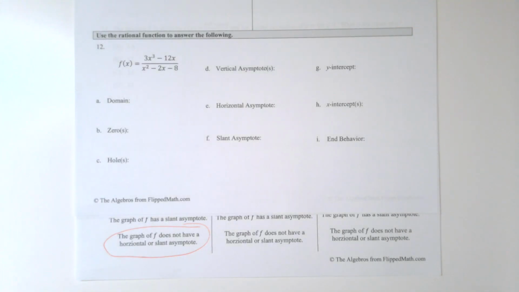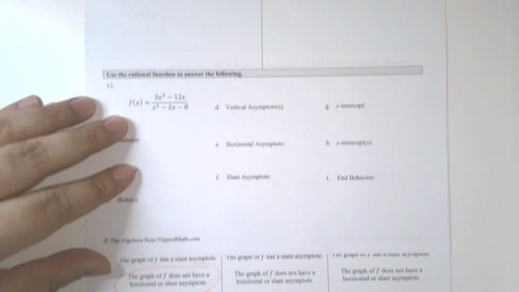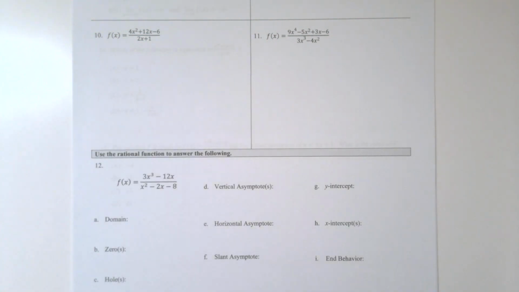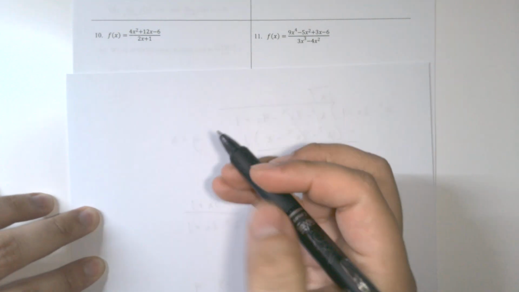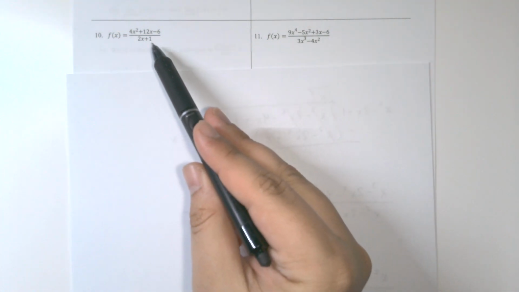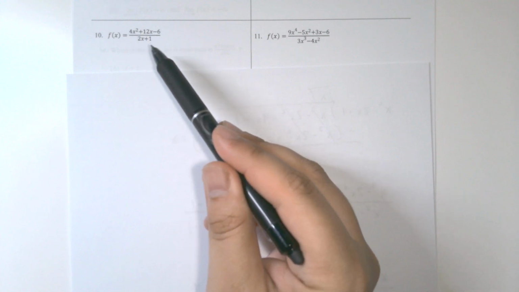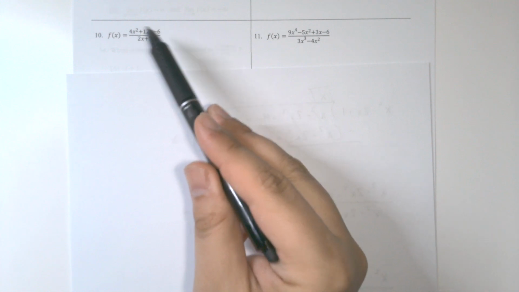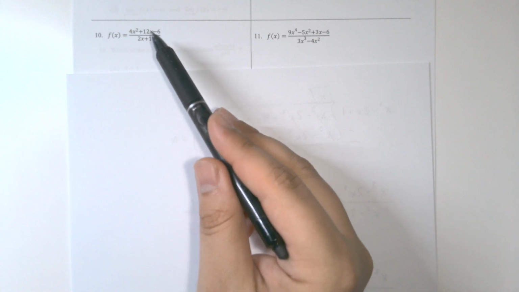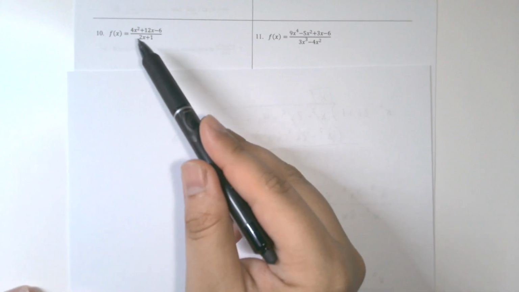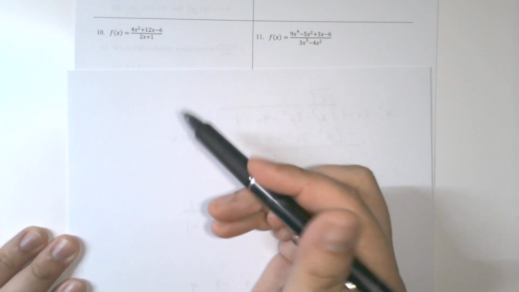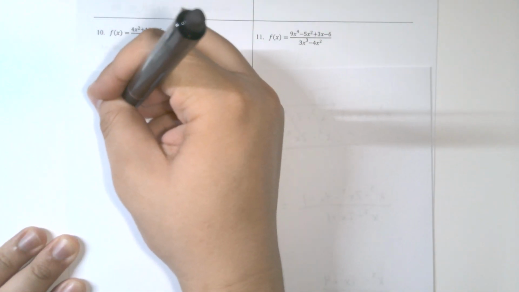So for the next one, number 10, now I've said that we can only do synthetic division if this is x plus or minus a number. Well, we can force this to be in the form of x plus or minus a number. If we divide both the top and bottom by 2, it will change it into an acceptable form for synthetic division. So first, let's see how we do that.